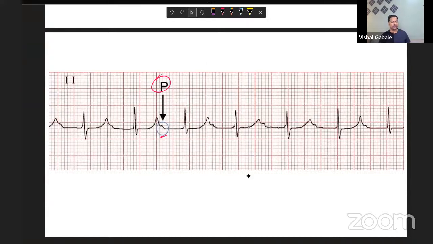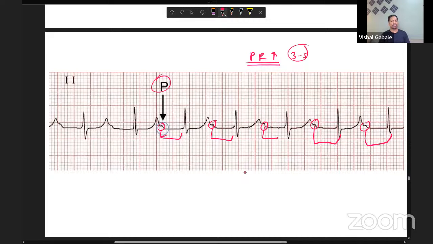I'm actually impressed. Because see, this is P, this is QRS. This is P, this is QRS. That means after every P wave, QRS is getting carried out. And as you can see, just the PR distance is increased. Okay, so as I already explained, your PR will be prolonged.